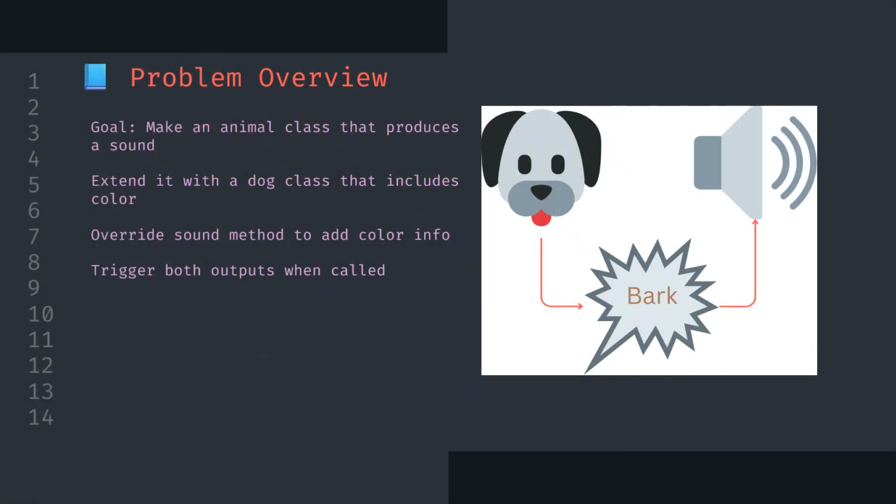We're building a base Animal class with a sound making method. Then we'll create a Dog class that adds a new property, color, and overrides the sound method. The goal is to show both the inherited behavior and the custom behavior from the subclass. Let's explore the code step by step.